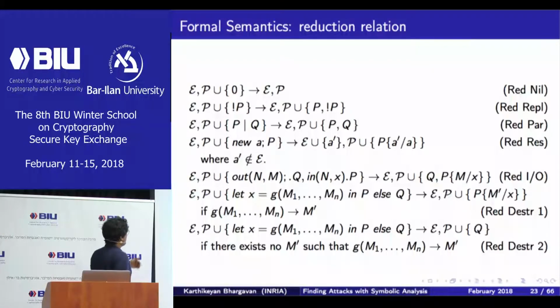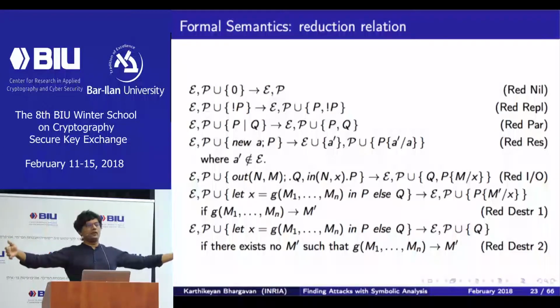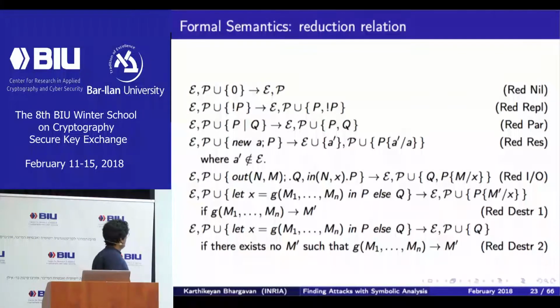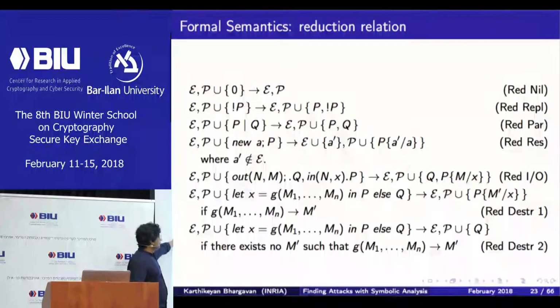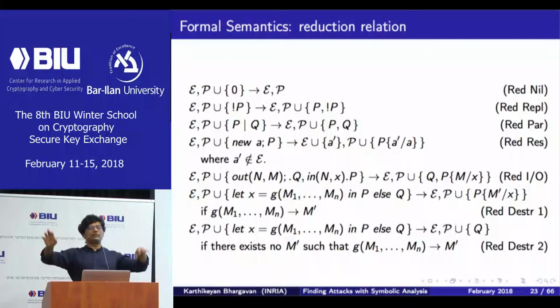So the first one basically says that if you have a stuck process, which is 0, then you can just delete it. The second one says if you have a replicated process, which is replication of P, exclamation mark P, you can separate it out into two copies, one which is P, and the other which is the replication of P. So a replicated process can make any number of copies of itself. If you have P parallel Q, which is two processes in parallel, you can break them apart and put them into the multi-set so they can both run at the same time.